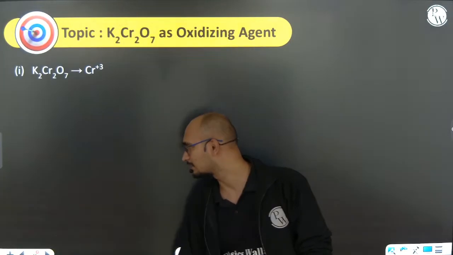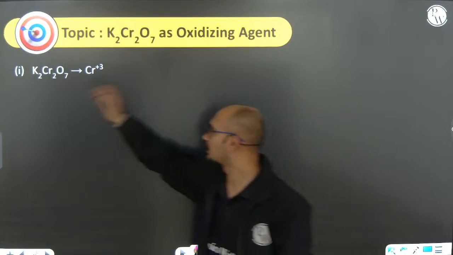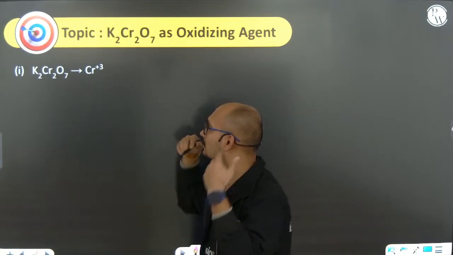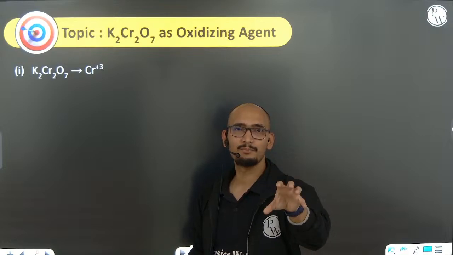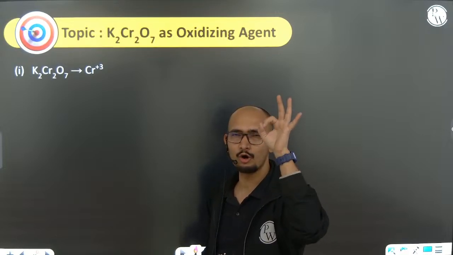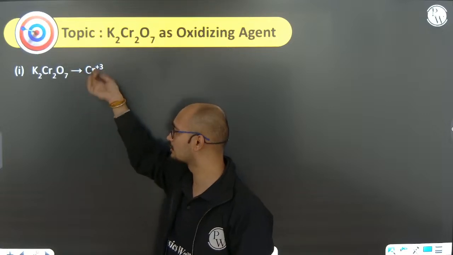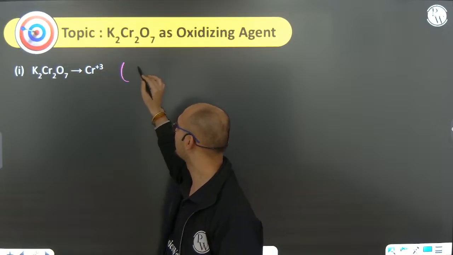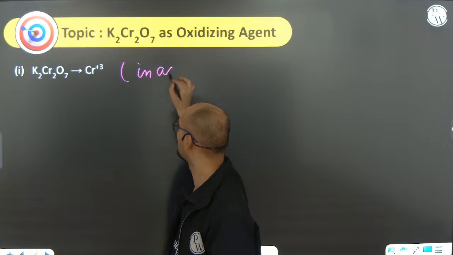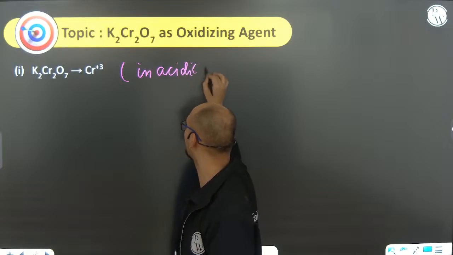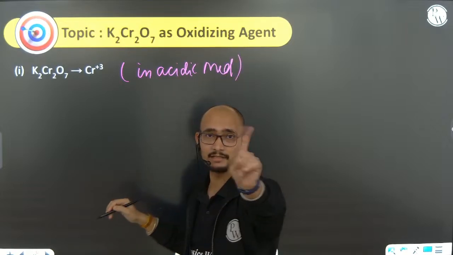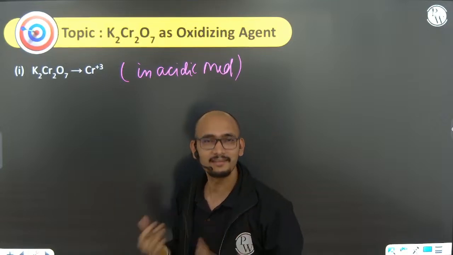We can see that in a better way. K2Cr2O7 converting into Cr3+. Now always remember that potassium dichromate always shows the oxidizing character in acidic medium, not in the basic medium. Always remember, in acidic medium, never in the basic or neutral. What I'm saying? Acidic medium.